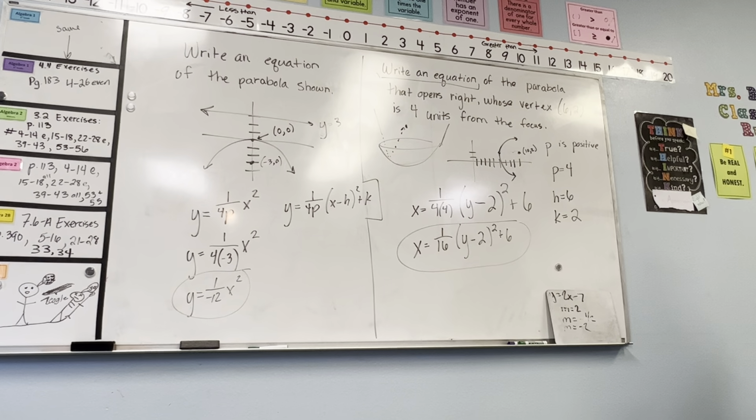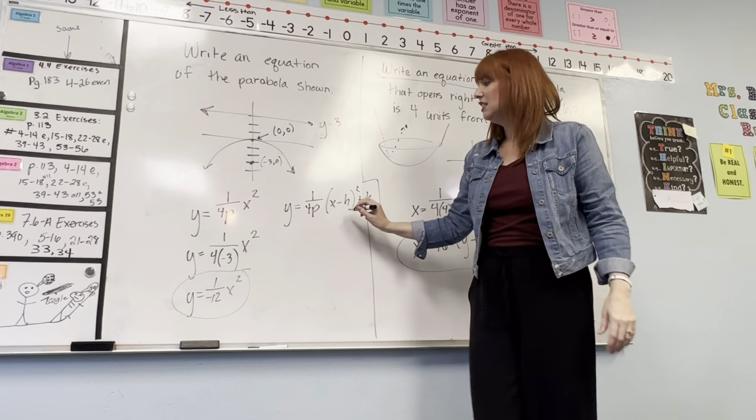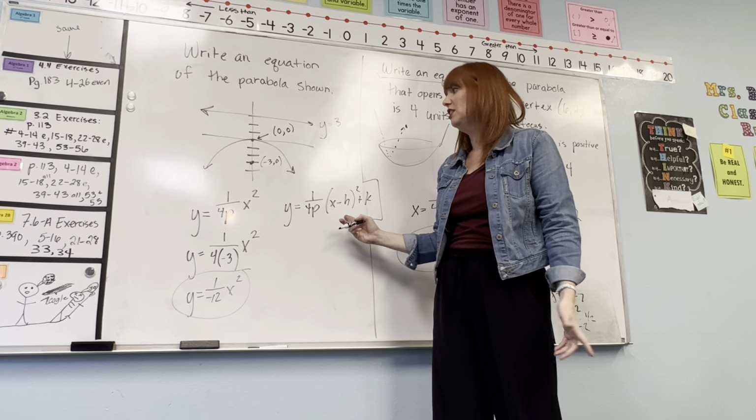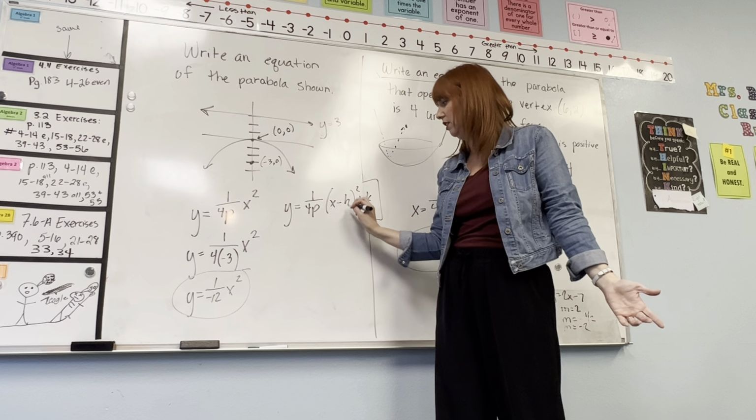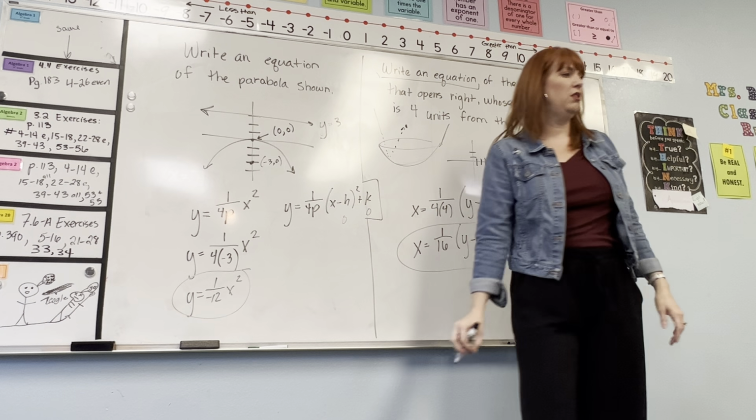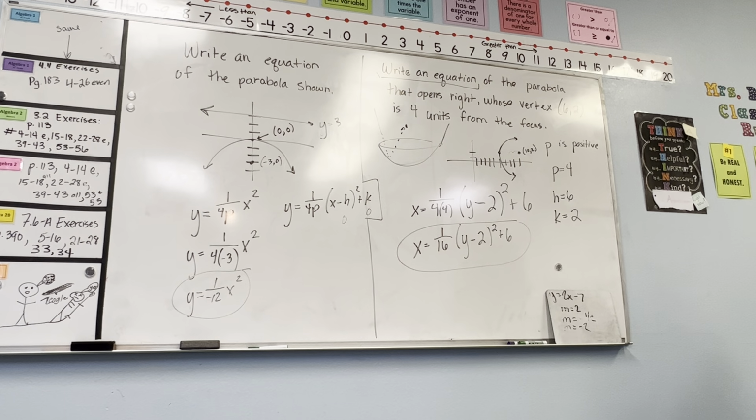I get the y equals 1 over 4p, what's the y equals 1 over 4p times x minus h squared plus k? This is the formula for when your vertex is not at 0, 0. You can still use this one. When it's at 0, 0, you would just fill in 0 and 0 for there.